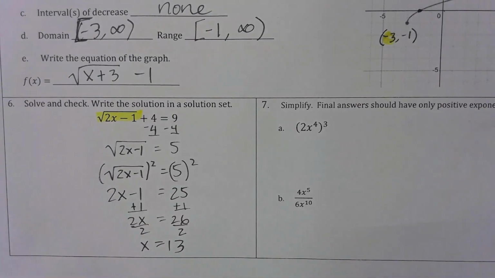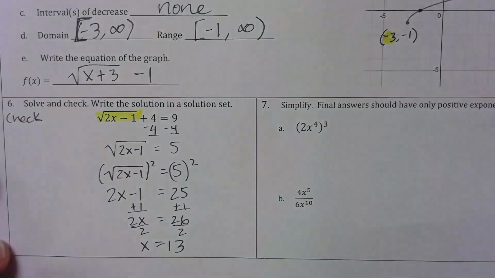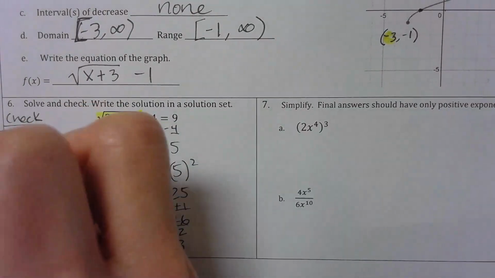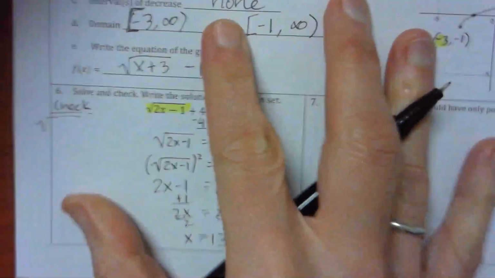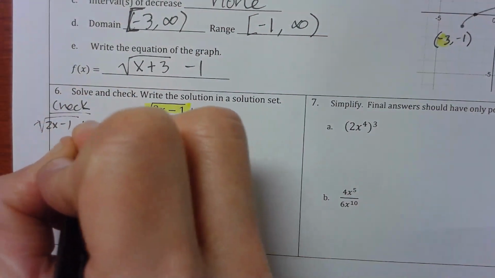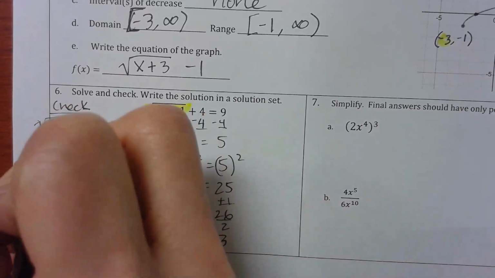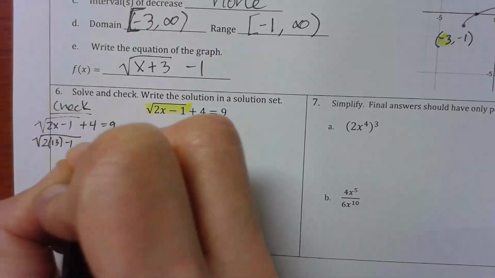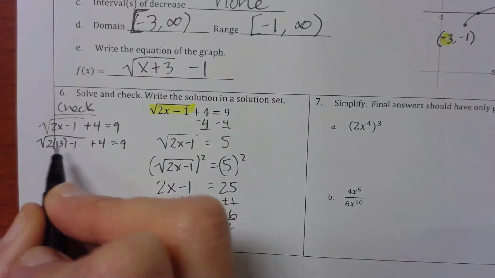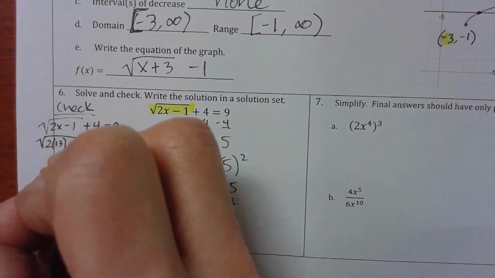Now it says I need to check, so I'm going to come over here to check. I'm going to check by plugging my answer into the original equation. So I'm at the square root of 2x minus 1, plus 4 equals 9. Where the x is, I'm going to put 13. And now I'm going to simplify. So 2 times 13 is 26, and 26 minus 1 is 25. So this is the square root of 25.